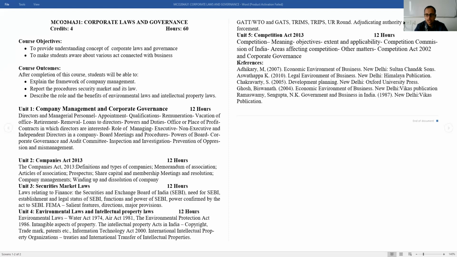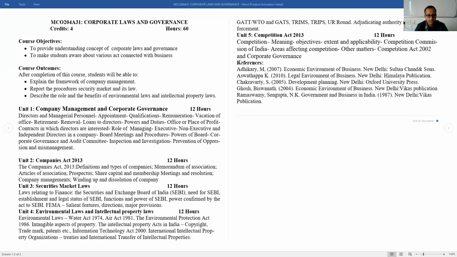Then we have the fifth unit, which is discussing the Competition Act, the meaning of competition, and the various provisions of the competition commission in India, then areas affecting competition, and the Competition Act 2002 and corporate governance. So these are the 5 units we are going to discuss in this subject.